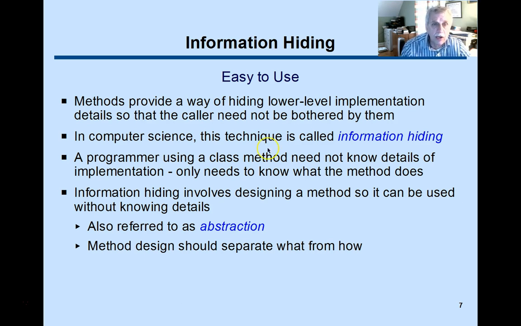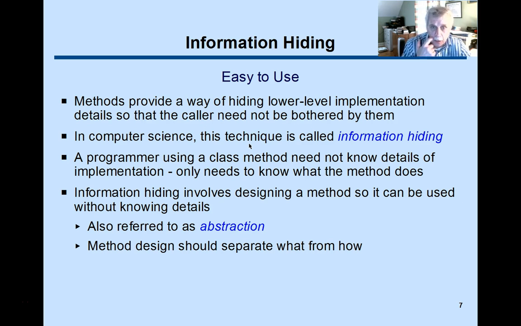So methods provide a way of hiding lower level implementation details so that the other individuals who would be using the methods to accomplish some task are not burdened by those implementation details. So this concept is referred to as kind of hiding that data or hiding that information from the user and providing effectively a black box. So we might refer to this as information hiding.